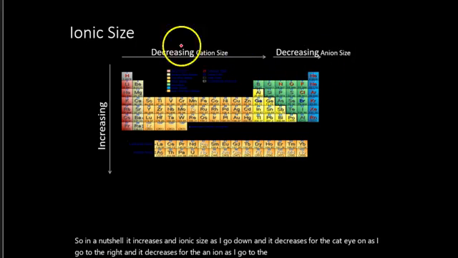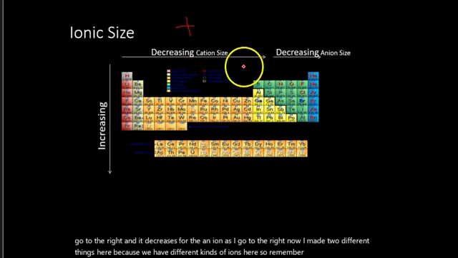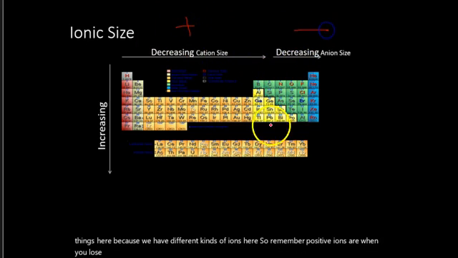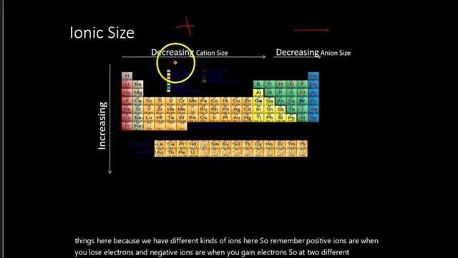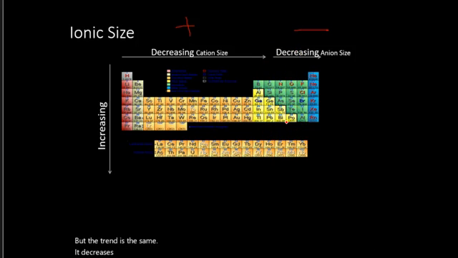Now, I made two different things here because we have different kinds of ions. So remember, positive ions are when you lose electrons, and negative ions are when you gain electrons. So I had two different ions to talk about, but the trend is the same. It decreases as you go to the right, and it increases as you go down. The reasons are always the same.